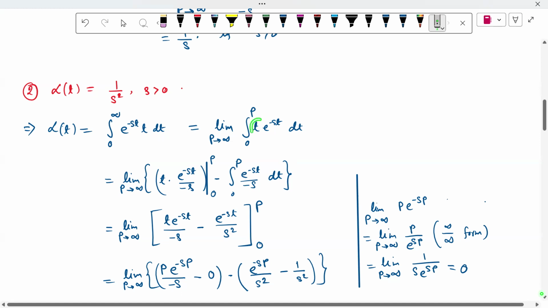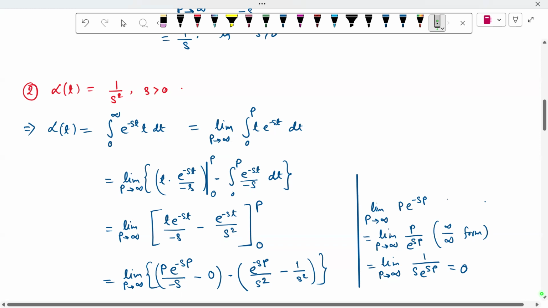minus the integral where we differentiate t. The differentiation of t is 1, so we just do not write it, because it is a multiple. And we integrate e to the power minus st, which gives e to the power minus st by minus s. Now we keep the first function as it is and integrate the second part: e to the minus st by minus s. Again the minus s comes down, so it becomes e to the minus st by s square.